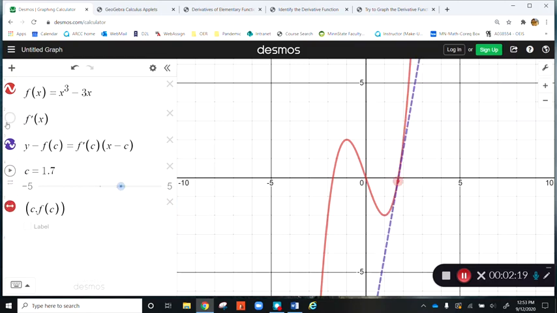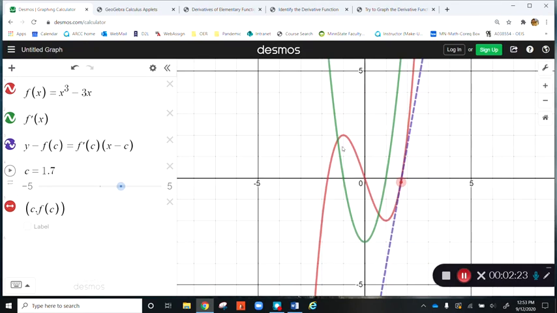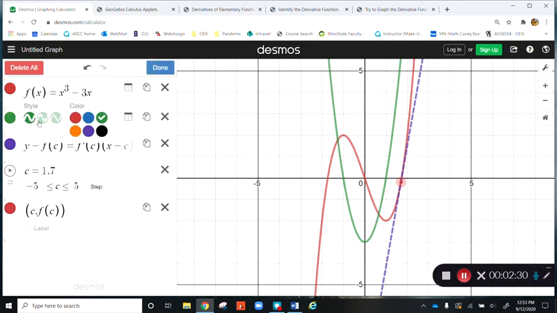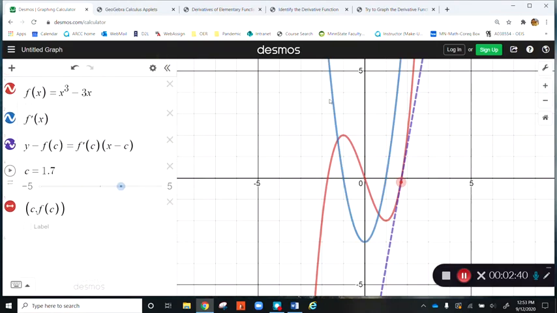Okay, so now let's look at the function f and the function f prime. f prime is here in green. Red and green might not be the best colors to use here, so let's go ahead and change this to red and blue. Sure. So blue is the derivative, and red is the original function.